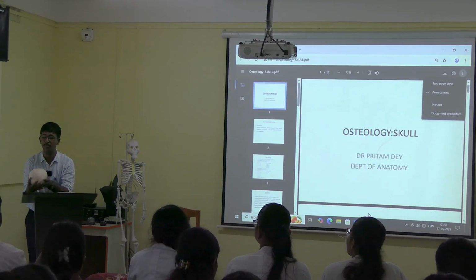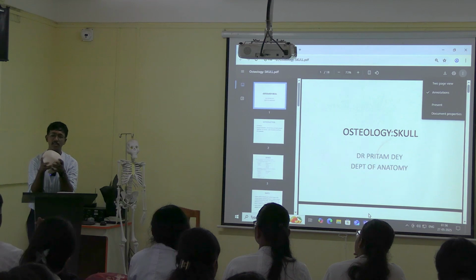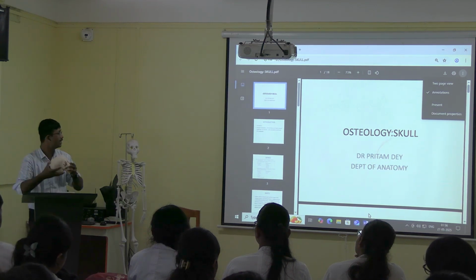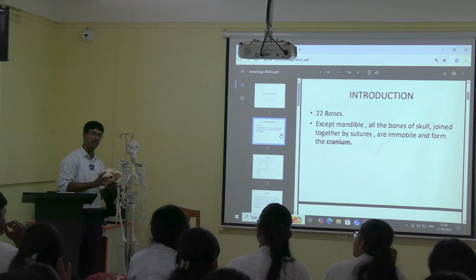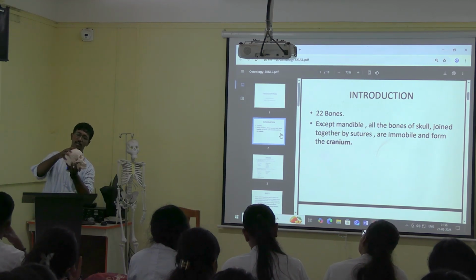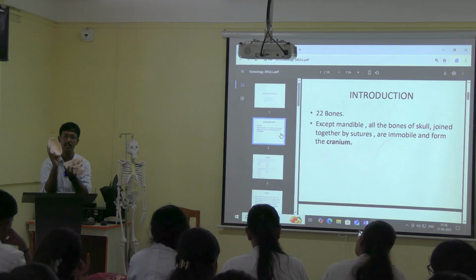Basically, earlier we used to study the individual bones of the skull, but right now it is advised to study the skull as a whole. So basically, the skull has 22 bones in total. Regarding the basic introduction part, it has an upper dome-shaped cranial vault.